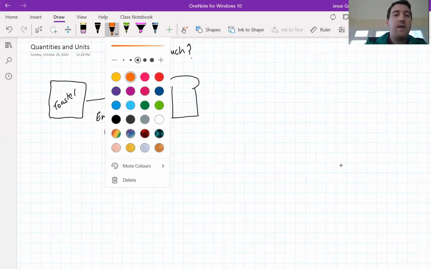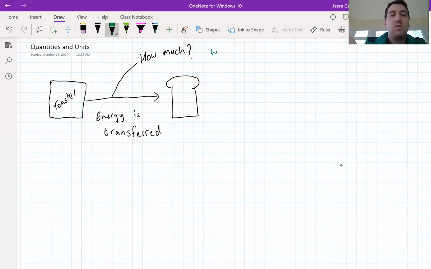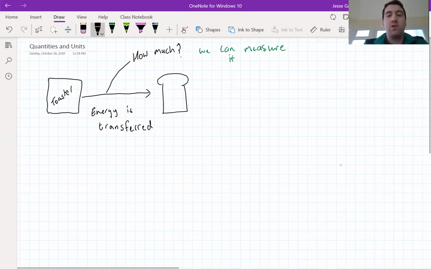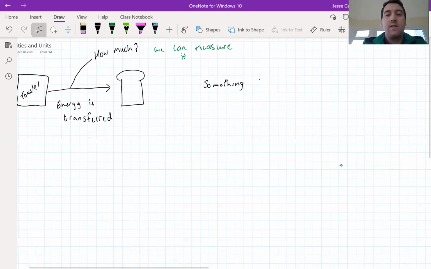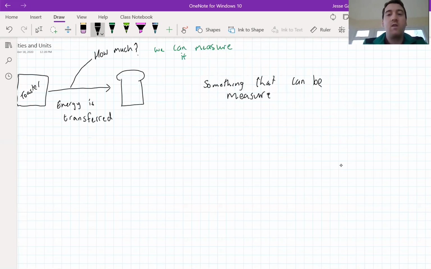So we can measure energy. That's how we can find out how much energy is getting transferred. Now, there's lots of things in science that we can measure, and energy is just one of those things. Energy is something that can be measured. We can measure how much energy is being transferred.